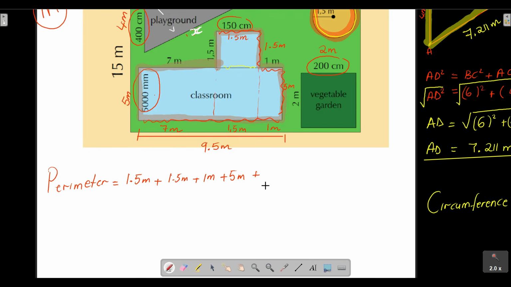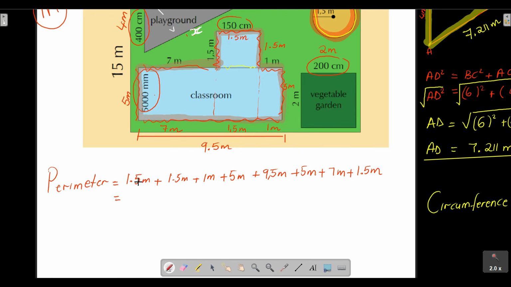9.5 meters. So we're going to add that 9.5 meters plus the length from there to there, it's 5 meters, plus the length from there to there is 7 meters, plus the length from there to there is 1.5 meters. Okay, right. So very important there.